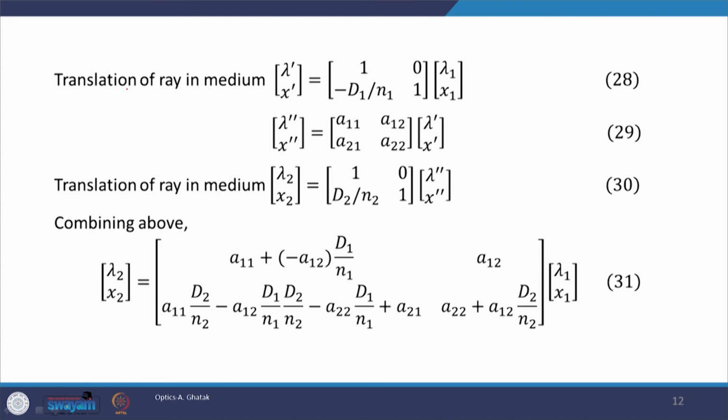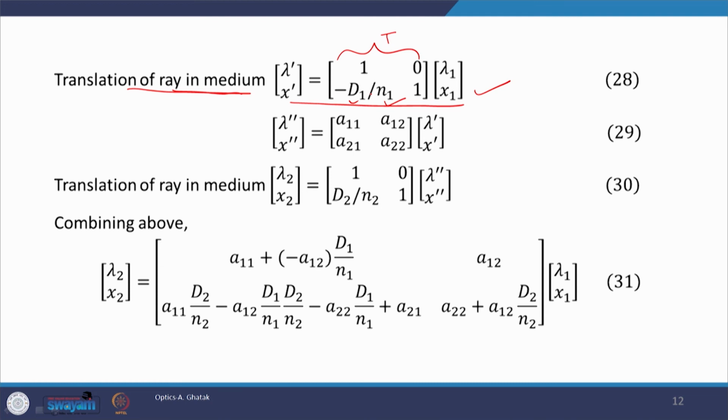For the first translation, which is happening in the first medium of refractive index n1, we can write this equation, again in matrix form, and this is your translation matrix, the first translation. The refractive index on the left side is n1 and the distance is d1, therefore d by n would be replaced by minus d1 by n1. And the minus sign is there because the object is on the left hand side of the refracting surface.